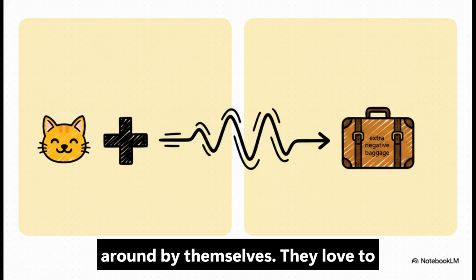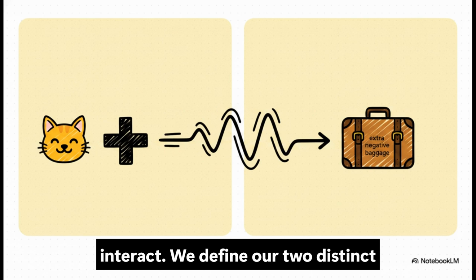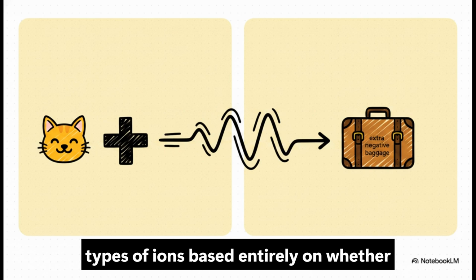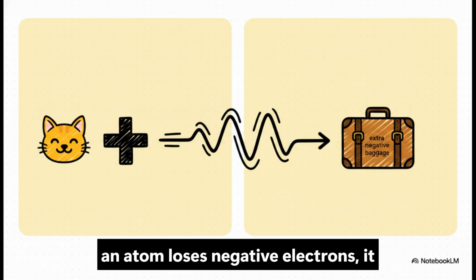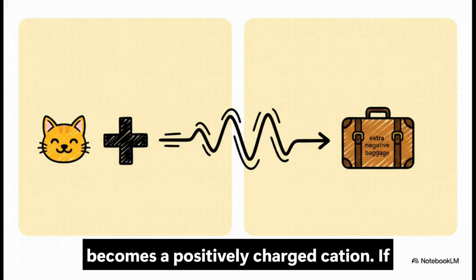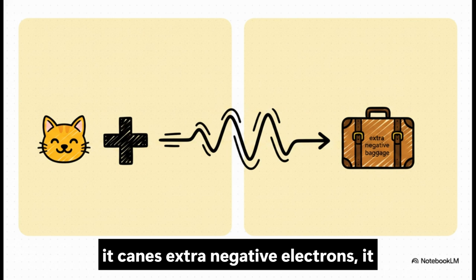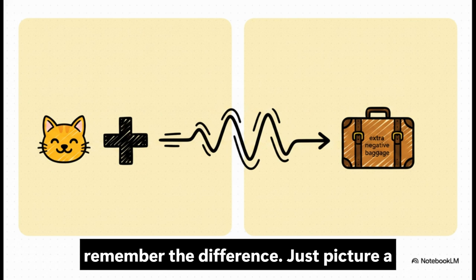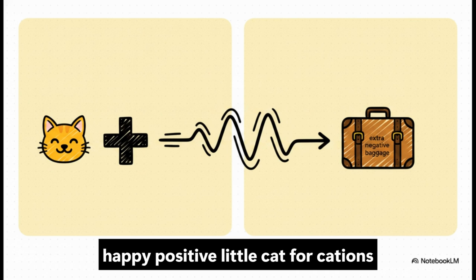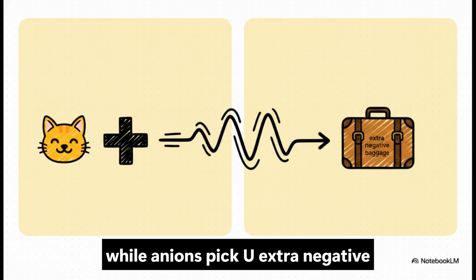They love to interact. We define our 2 distinct types of ions based entirely on whether they give away or collect electrons. If an atom loses negative electrons, it becomes a positively charged cation. If it gains extra negative electrons, it becomes a negatively charged anion. To remember the difference, just picture a happy, positive little cat for cations, while anions pick up extra negative baggage.